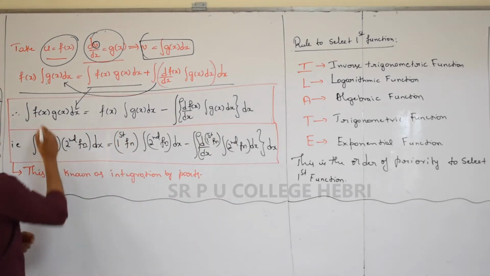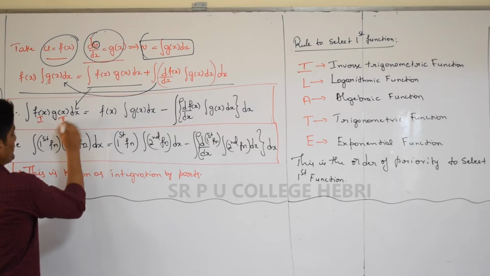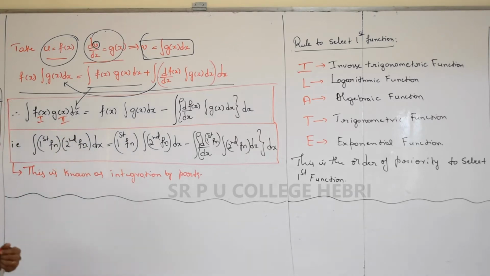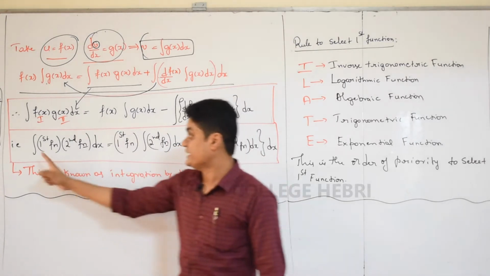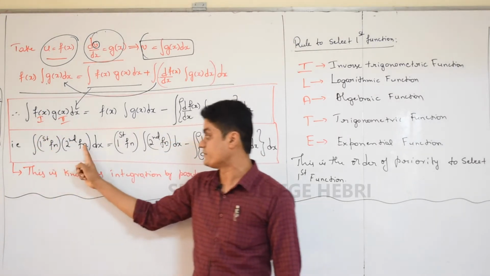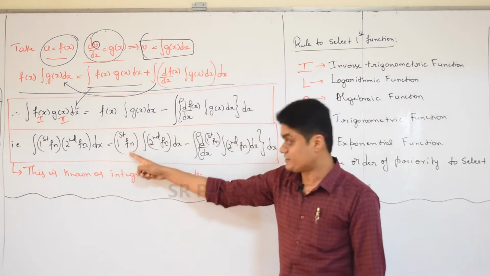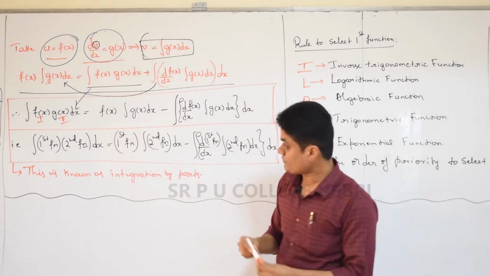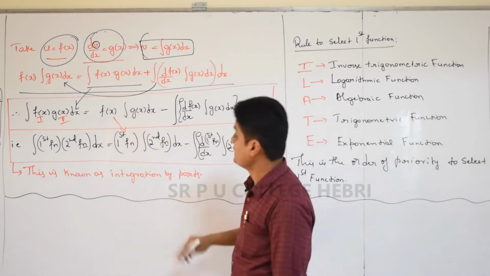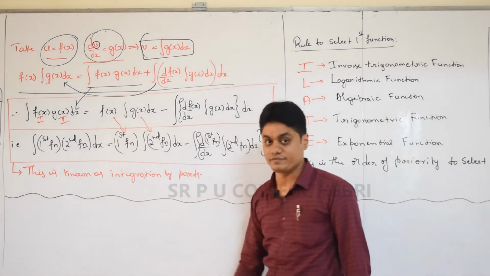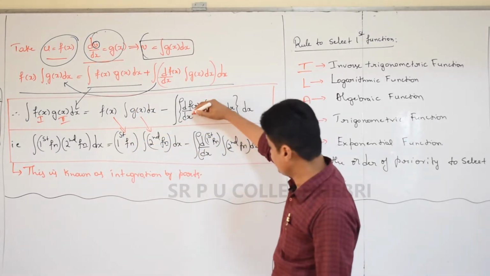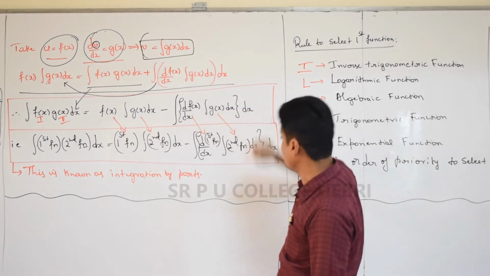Or if I name this the first function and this the second function, then integration by parts is: the integration of first function into second function is, observe carefully, first function f of x into the integration of second function, minus the integration of the differentiation of first function into the integration of second function.